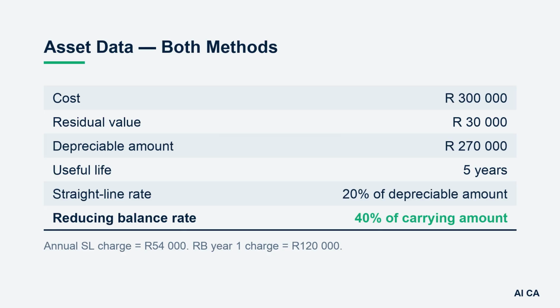A piece of manufacturing equipment costs 300,000 Rand, has an estimated residual value of 30,000 Rand, and a useful life of 5 years. Under straight line, the depreciable amount is 270,000 Rand, giving an annual charge of 54,000 Rand every year for 5 years. Under reducing balance, we will use a rate of 40%, chosen to approximately consume the same depreciable amount over 5 years. Year 1 charge, 40% of 300,000 is 120,000 Rand.